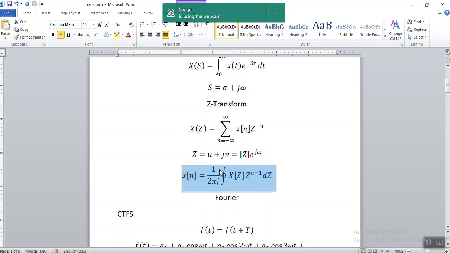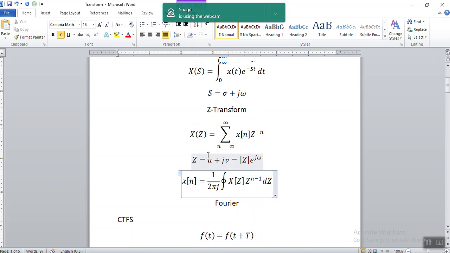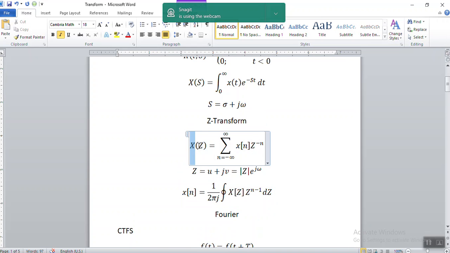Like x of n is 1 by 2 pi j closed contour integration, because it involves a closed path that is in the z domain. So, x of z into z to the power n minus 1 dz. Now, once again if you look at the formula of the Z transform, then you will see that it is an infinite power series. Since it is an infinite power series, there must exist some conditions for which this x of z converges. So, therefore, we must define a term called region of convergence.